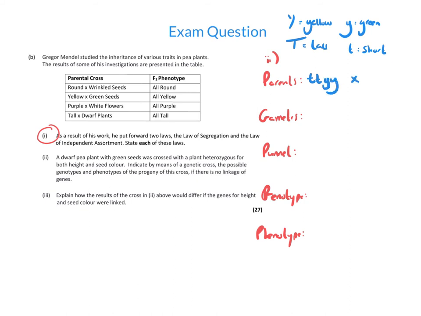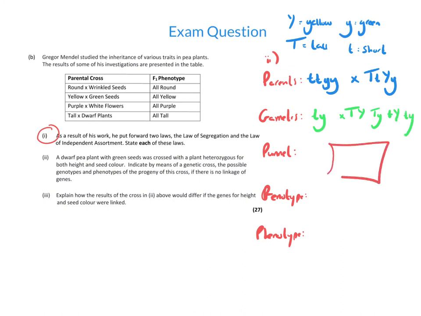Is crossed with a plant heterozygous. So heterozygous for both, so we're going to have one copy of each: capital T, small t, capital Y, small y. We're going to perform that cross now once we have our gametes. The only possible option we have here is a small t and a small y, whereas over here we have a couple of different options. So we have four different options.